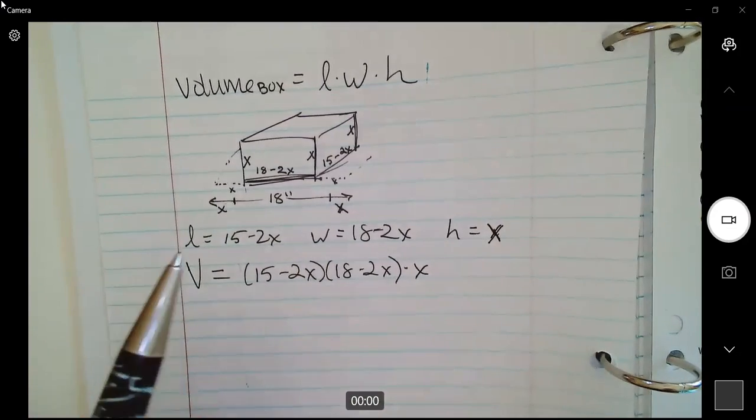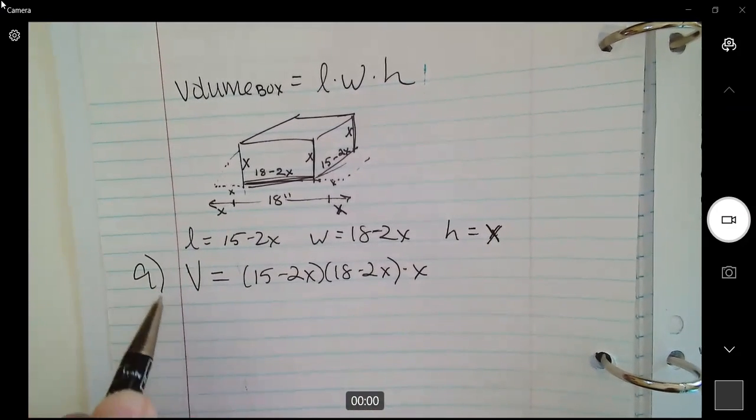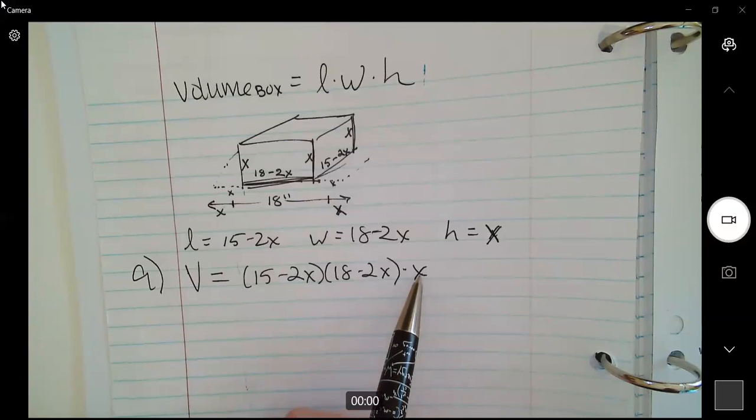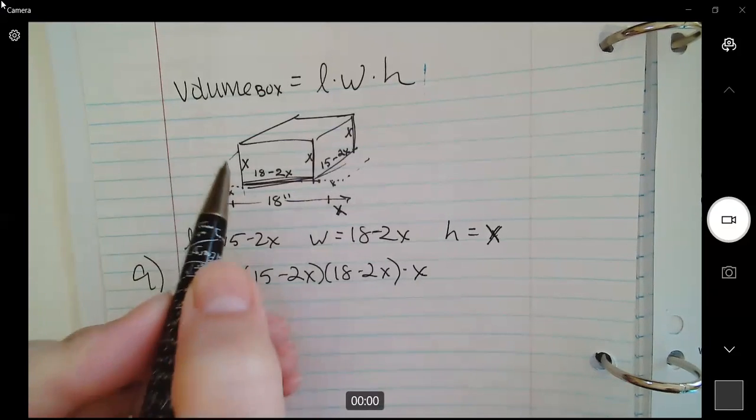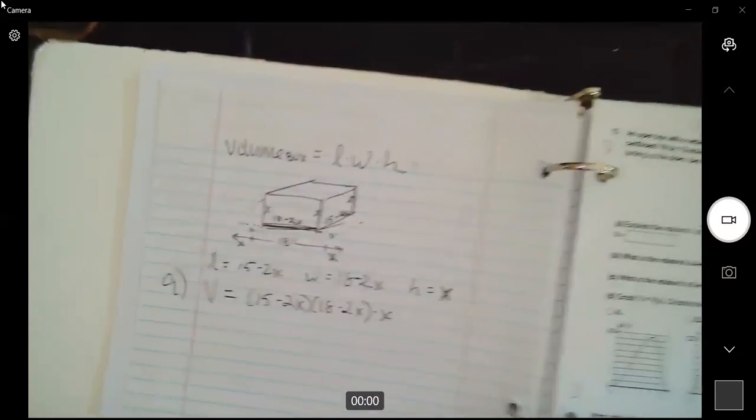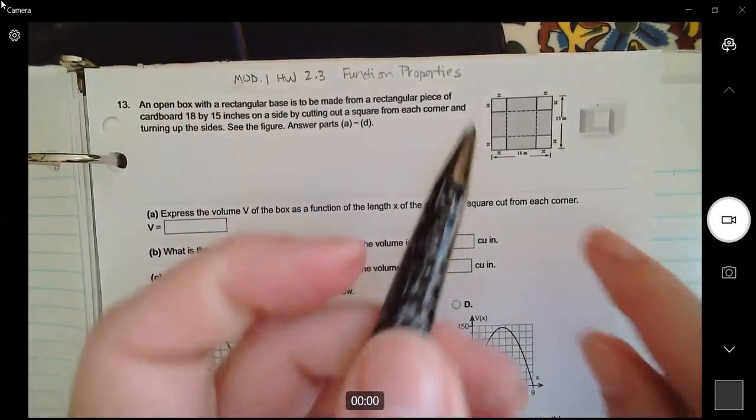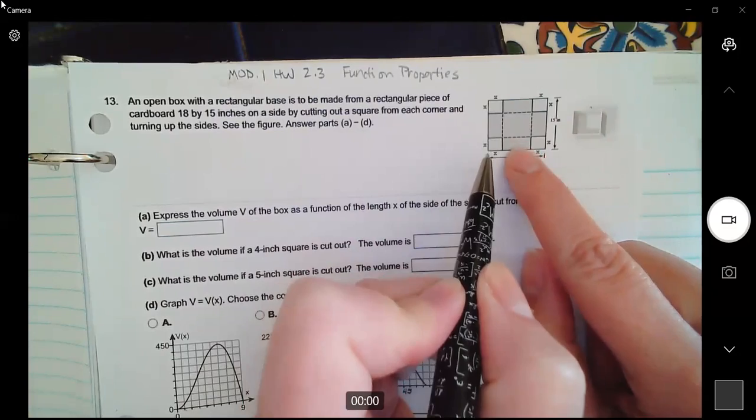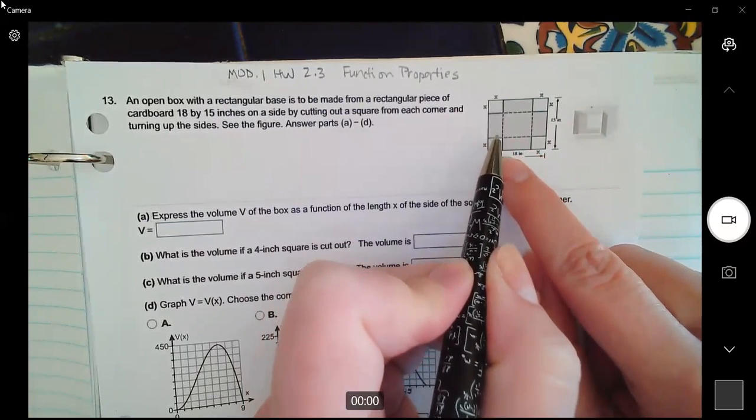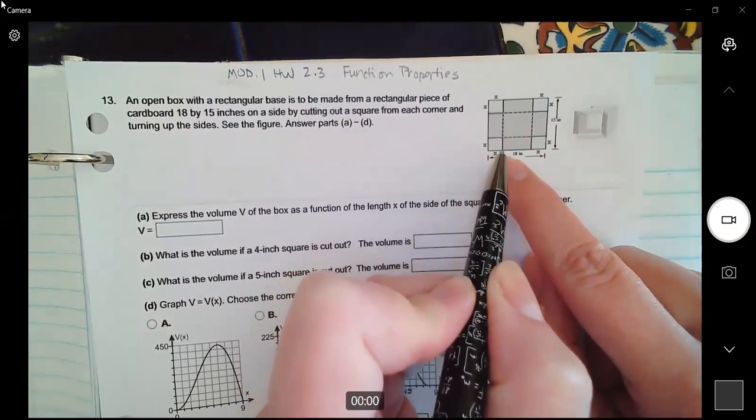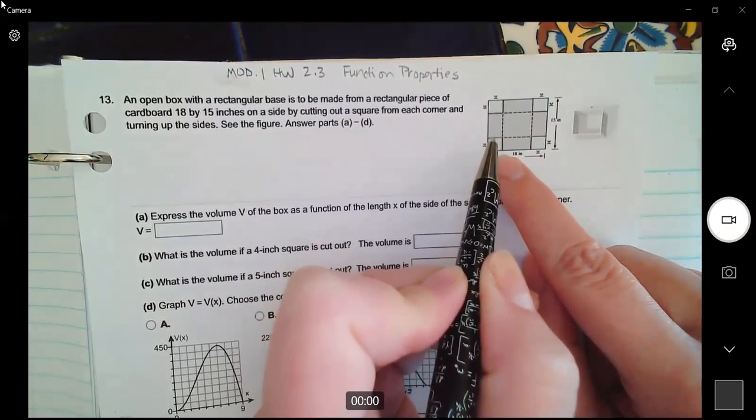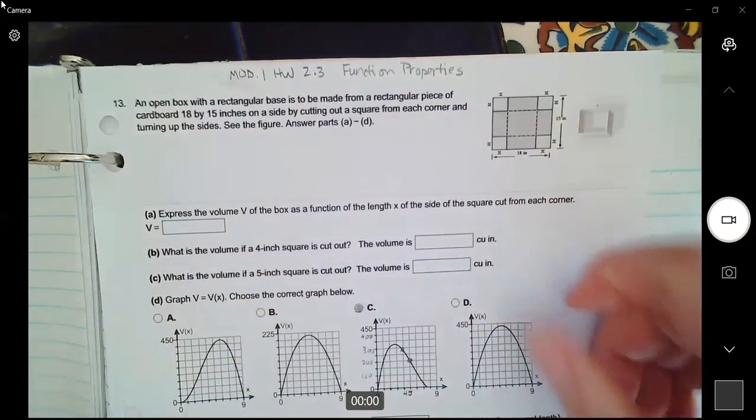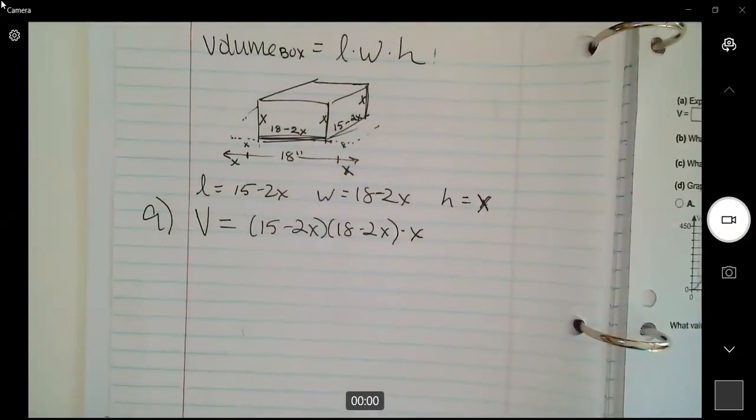All right, so that's the answer to the first part of the question, part A: the volume of the box can be expressed as a function of the length X of the side of the square cut from each corner. Again, let me show you the picture. Remember, this was the 18 and 15. We're cutting out a little square on each corner, and the square is X by X. If it's 4 inches, we cut in 4 inches on this corner and 4 inches on that side, do it 4 inches all the way around, and then this will come out and we'll fold all 4 of the corners up. Okay, so there's our volume.